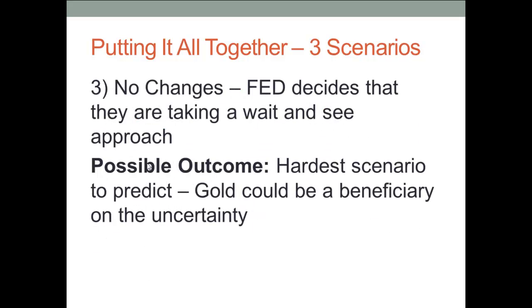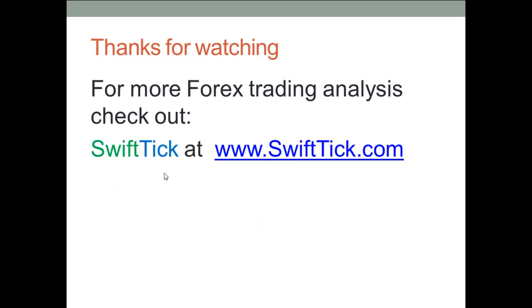And then our last one is the Fed just punts the ball and says, forget about it. We're gearing up for March Madness, baby. We don't really care about monetary stimulus right now. They could do that, and that's going to be really hard to trade. But gold would probably be the best instrument in that scenario.